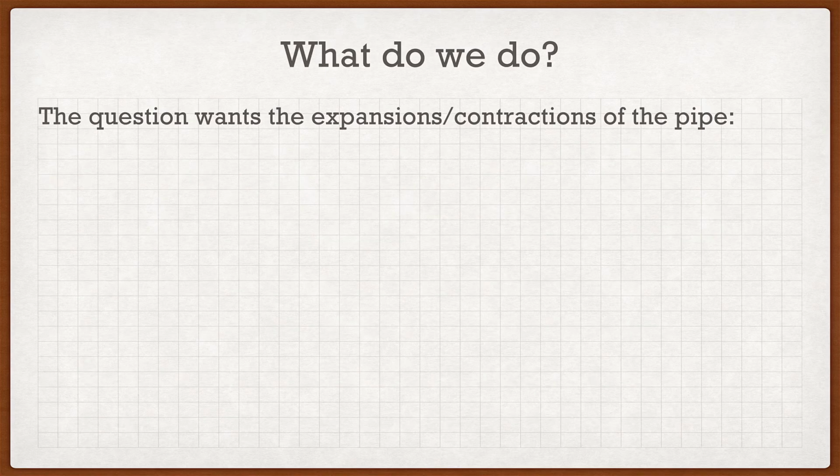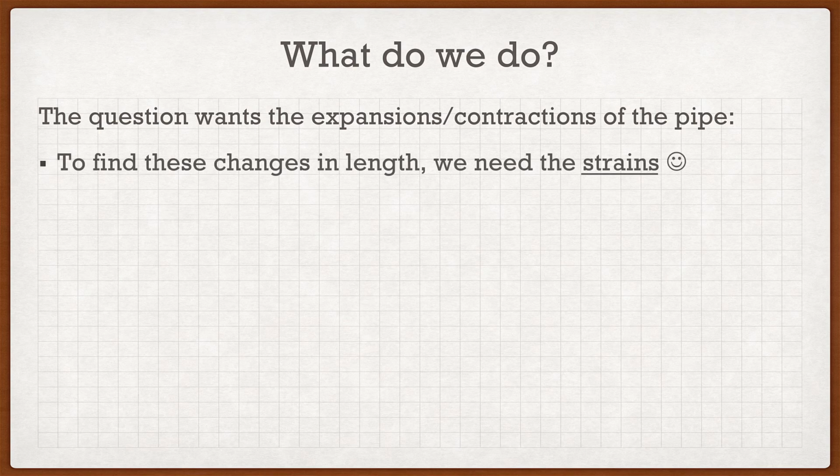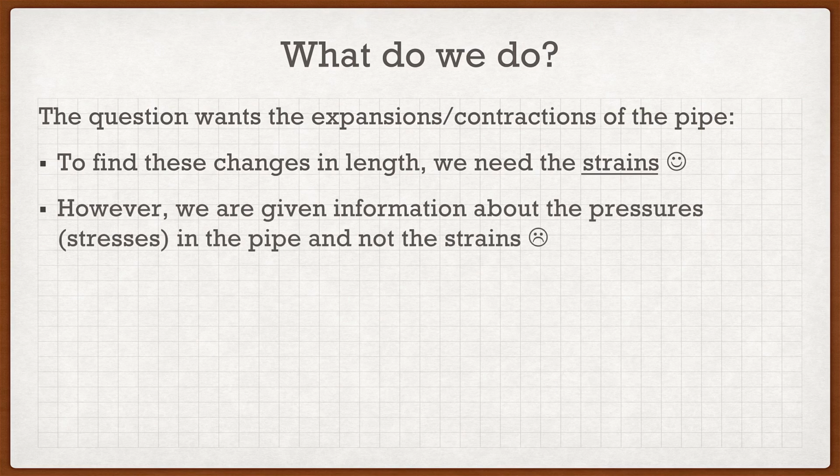In essence, the question wants the expansion or contraction of all the dimensions of the pipe. Well, we know in order to find these changes in lengths, all we need to do is find the strains. So that's a nice happy face because finding the strains seems simple enough. We've done it a million times. However, we're not given any information about the strains in the pipes. Instead, we're given information about the stresses in the pipes and not the strains. So that's a sad face because we can't just go right to the final answer. We have stresses and not strains. We're going to have to do a little bit of work.